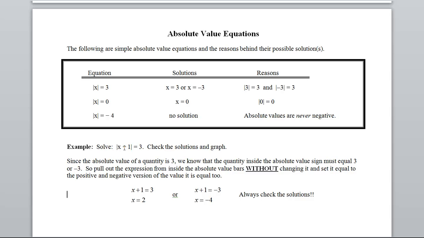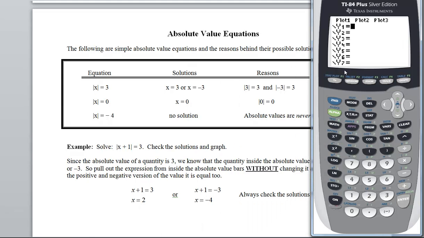If you put 2 back in, that would give me 3. The absolute value of 3 is 3. That is what I intended the inside to be to start with. If you put in negative 4, you have the absolute value of negative 3. Again, that is what I intended. Now I'm going to graph this because I want you to see what happens.